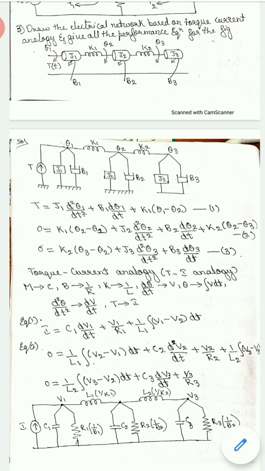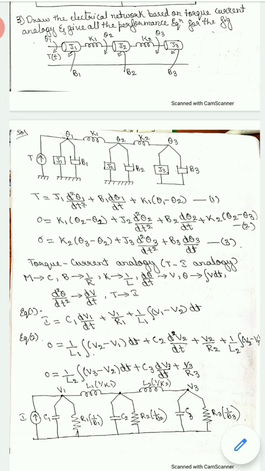Next we shall write the equation for theta 2. What are the elements connected for theta 2? We don't have torque for theta 2. So 0 is equal to K1 open bracket theta 2 minus theta 1 close bracket, because we are writing the equation for theta 2, plus J2 d square theta 2 divided by dt square plus B2 d theta 2 divided by dt plus K2 open bracket theta 2 minus theta 3 close bracket.